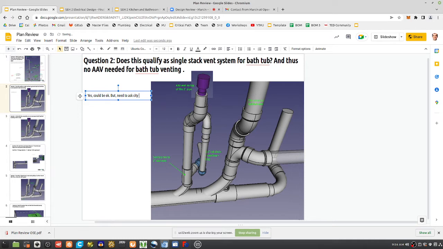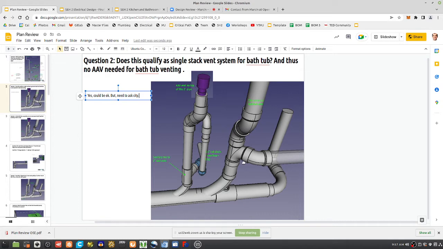Yep. So even though you're a code official, you're considered a code official, right? Yes, I am. And you still have to ask the city itself whether they allow it. So they can't take your word because they have local ordinances. Exactly. Some cities actually prohibit air admittance valves.